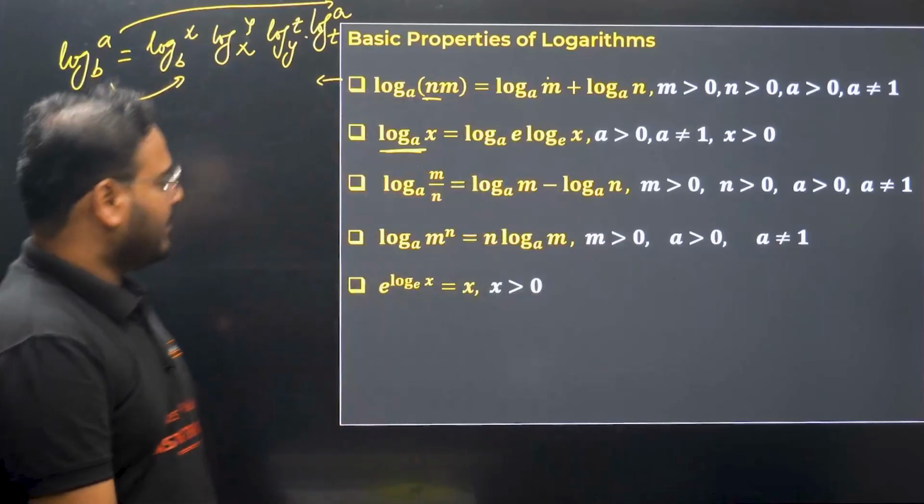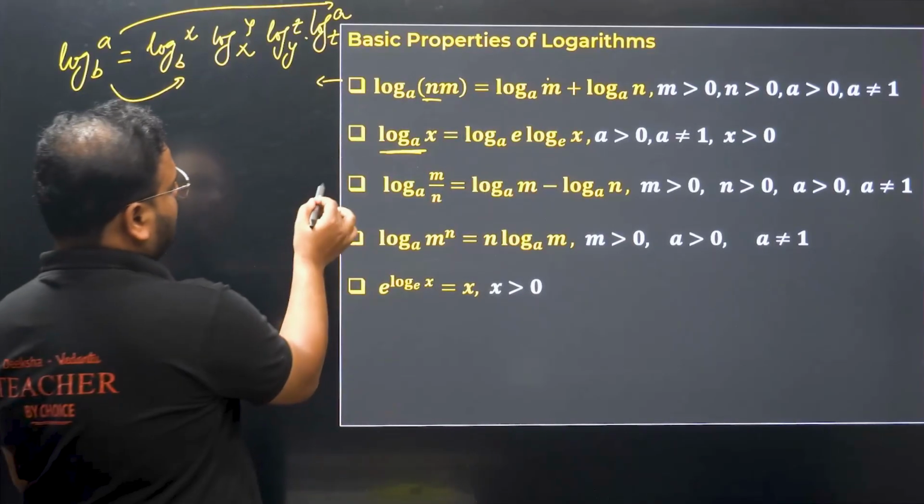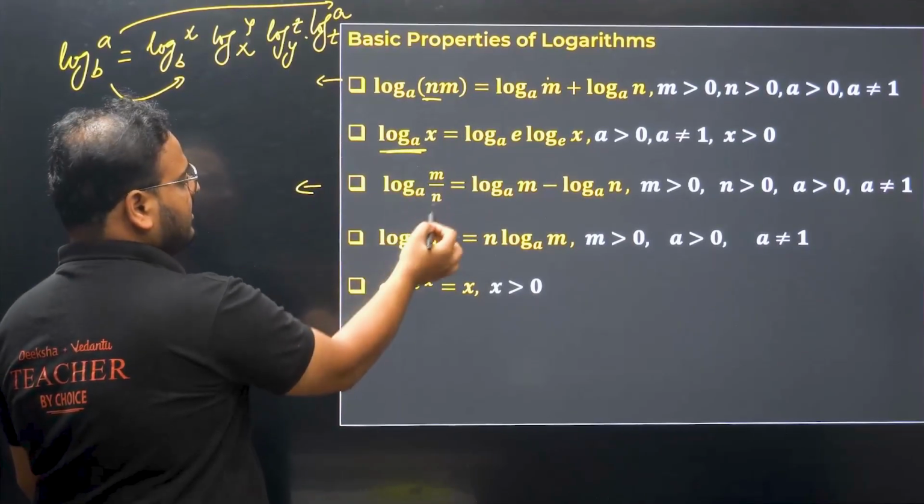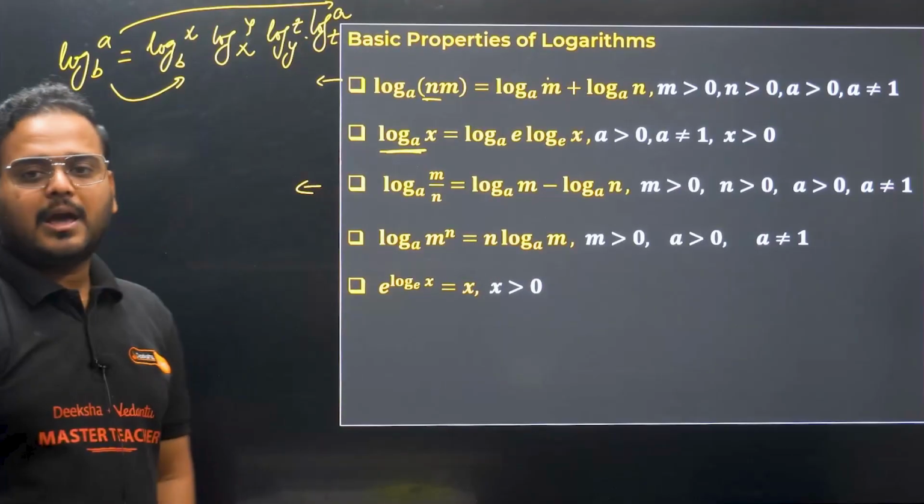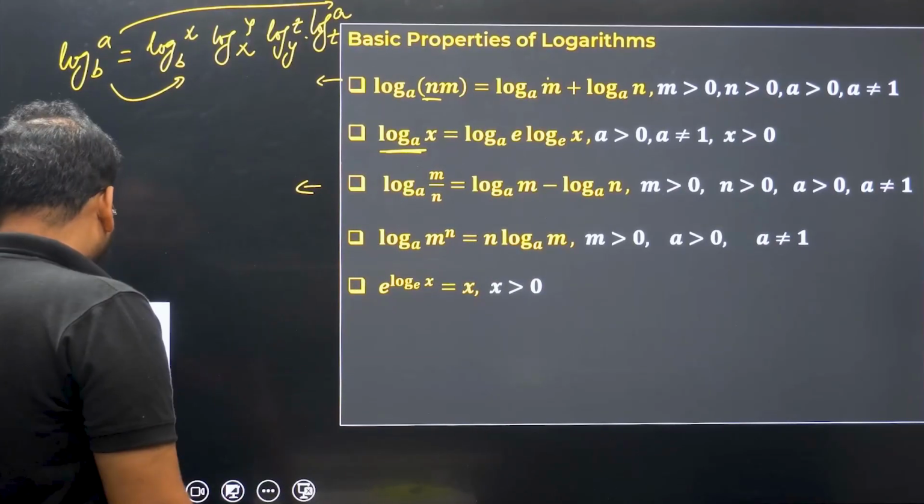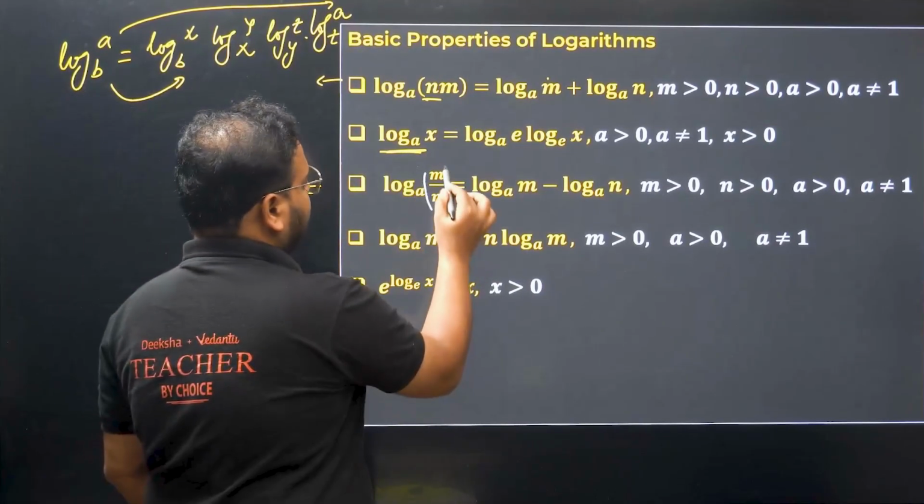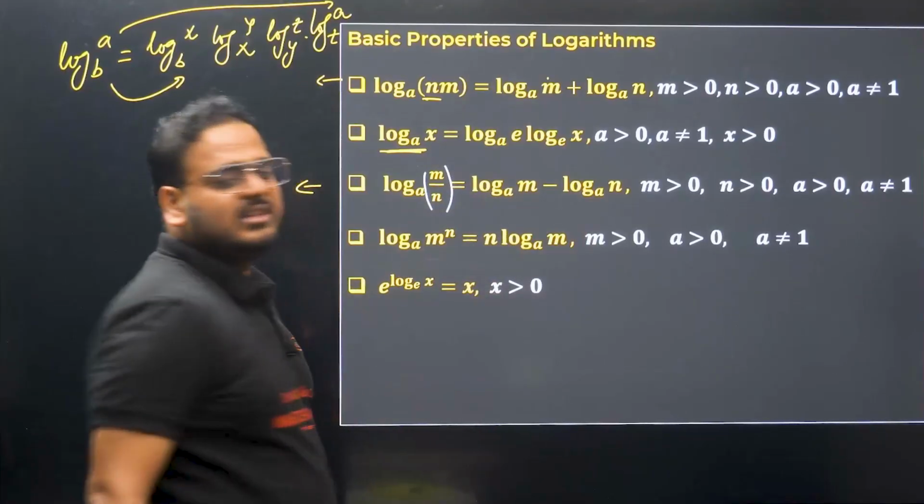Okay, great. This is the quotient rule: m by n, they are in division, you can write it as log m minus log of n. Yes, this is m by n, right? So it becomes log m minus log n with the same base.